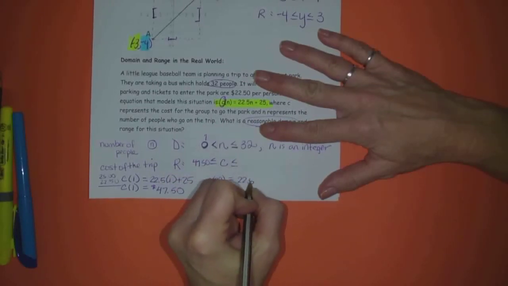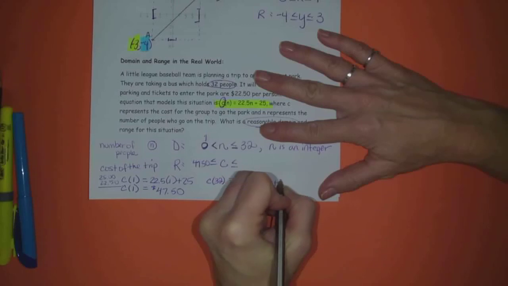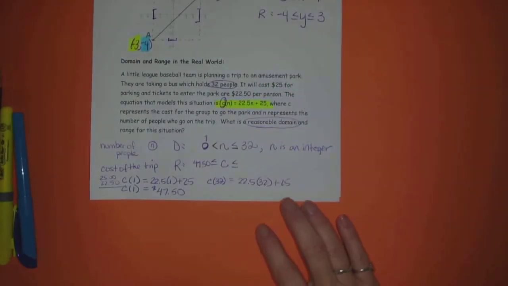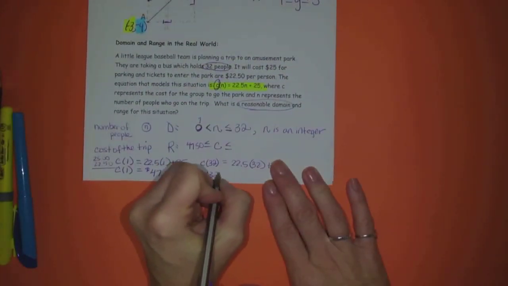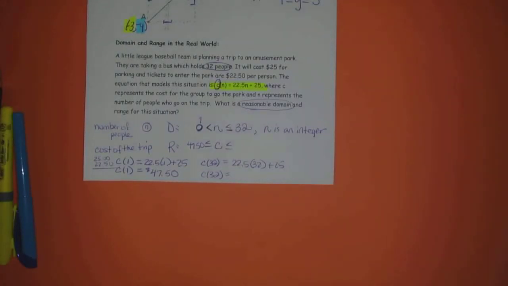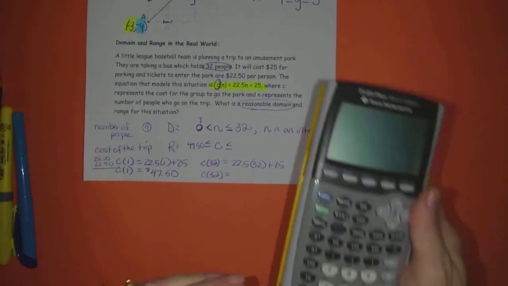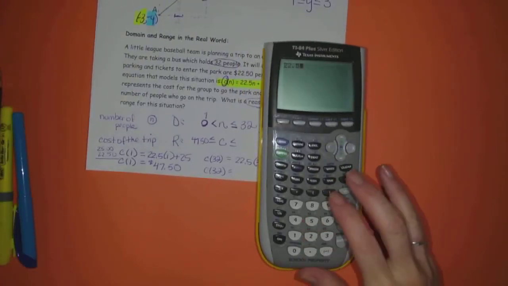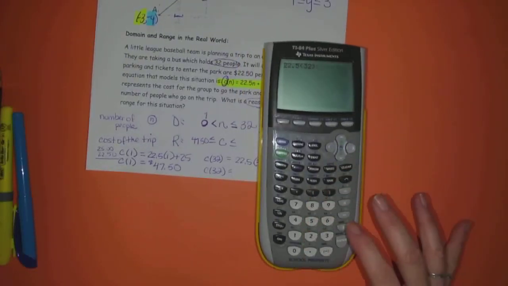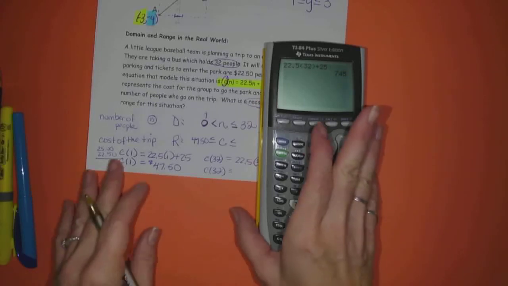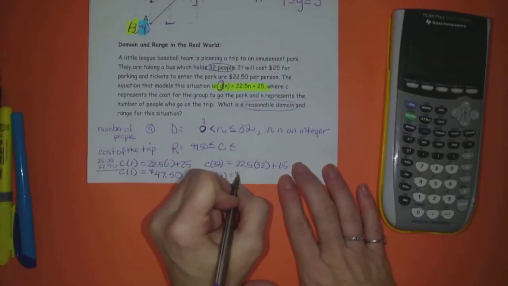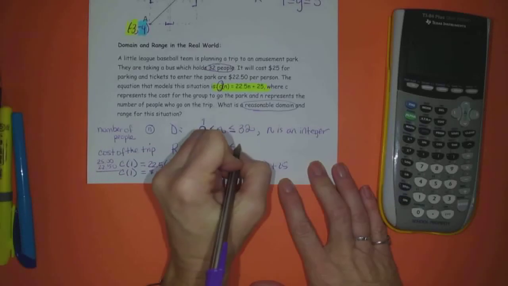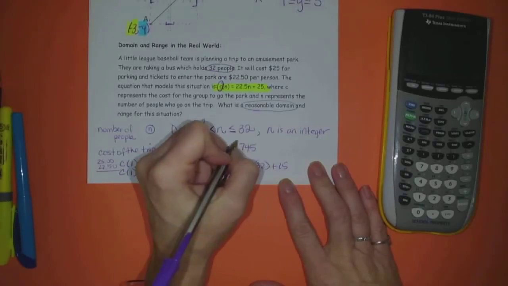That would be 22.5 times 32 plus parking at $25. And so the cost for 32 people to go, let me get my calculator here. Can't do that one in my head. I'm going to do 22.5 times 32 people. That's tickets plus parking, $745. So $745. And this is money.